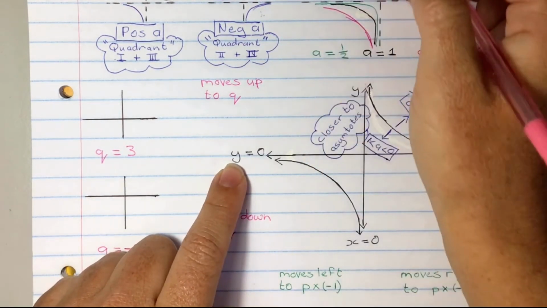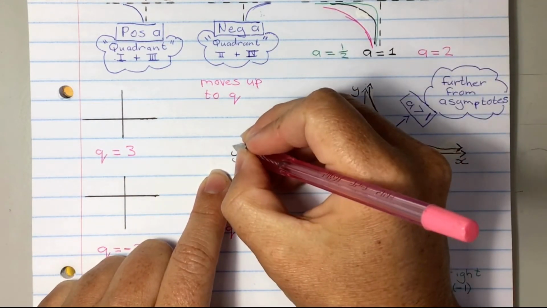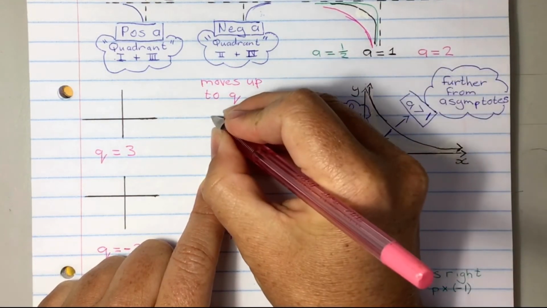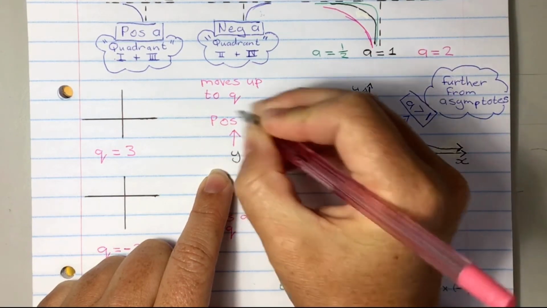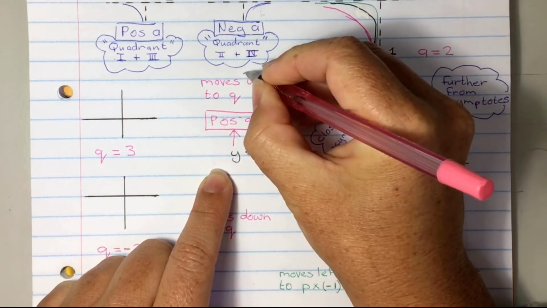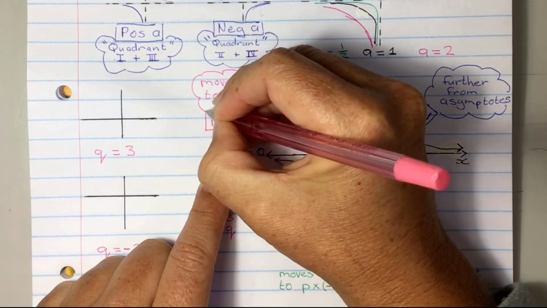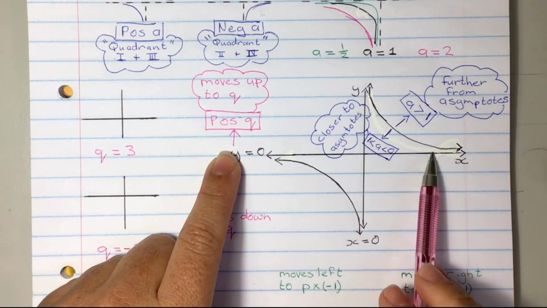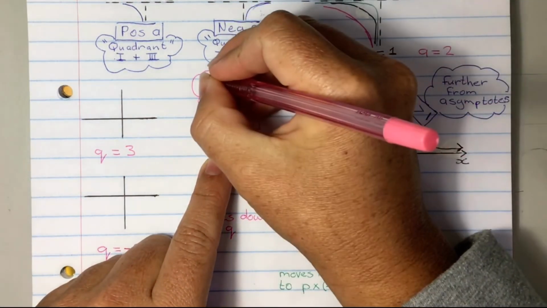If we have a positive Q, hopefully you remember from last year, it will move our graph up. So that's a positive Q over there, and it moves our whole graph up. Now the easiest way to see where it's going is looking at your asymptote. Your asymptote moves up to Q, and let's put that in there.